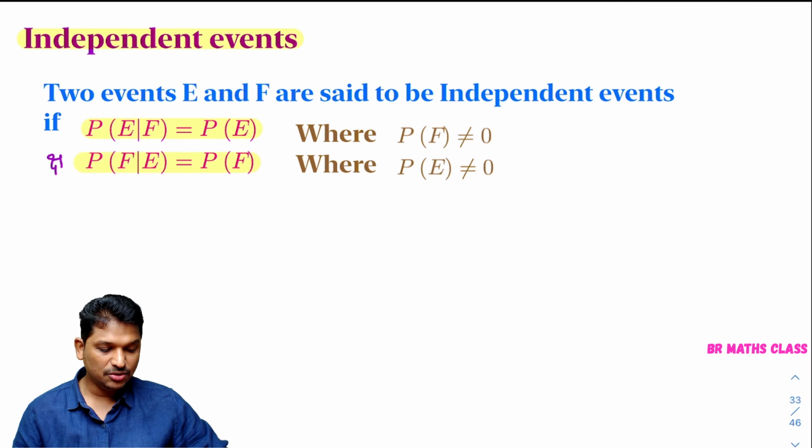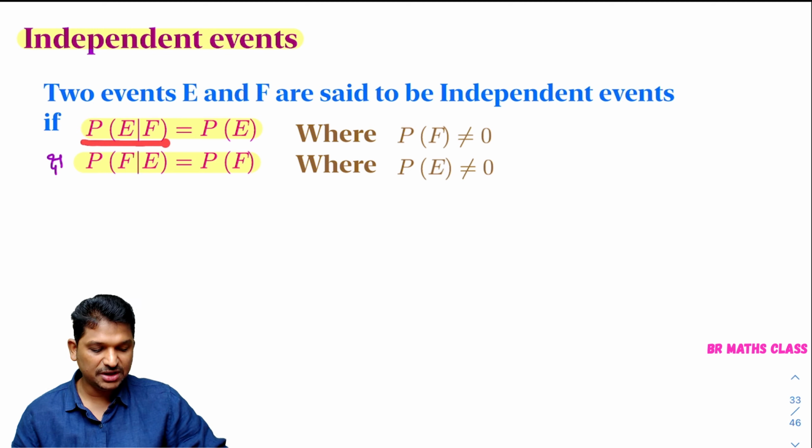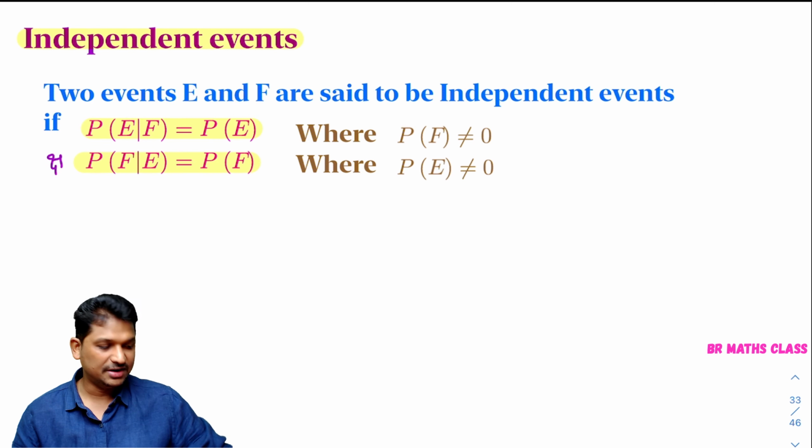Now we learn about the definition of independent events. Two events E and F are said to be independent events if the conditional probability P of E by F equals P of E, and P of F by E equals P of F. In the last class, we discussed all these things in detail. When these two conditions are satisfied, then we say that the events E and F are independent events.